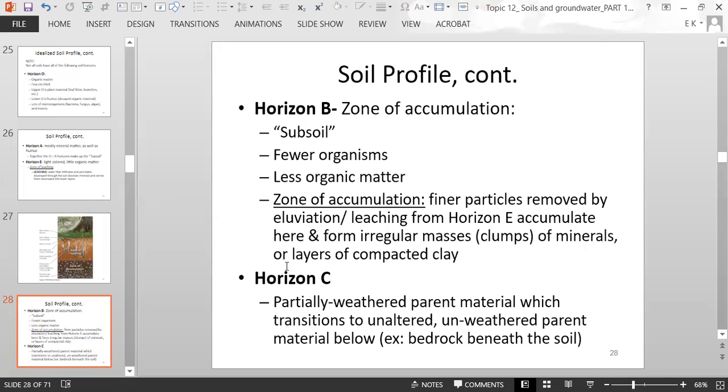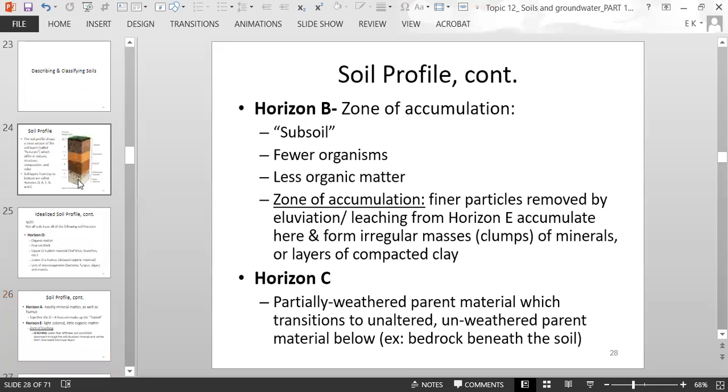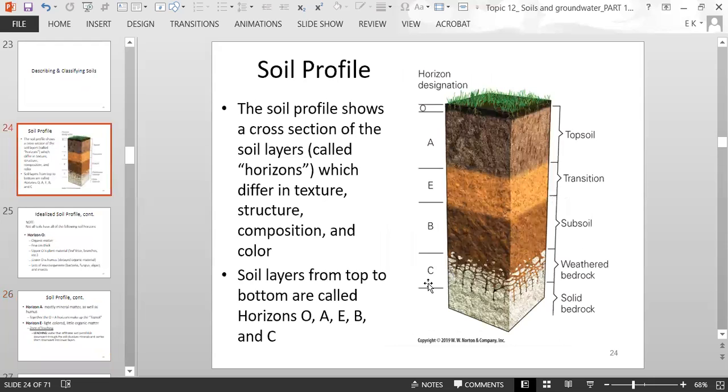Then horizon C is your partially weathered parent material, which transitions to unaltered, unweathered parent material below. So below horizon C is basically your bedrock. Here's horizon C, your weathered bedrock, transitioning to just the plain bedrock that has not been weathered. So that's the original parent material of the soil.